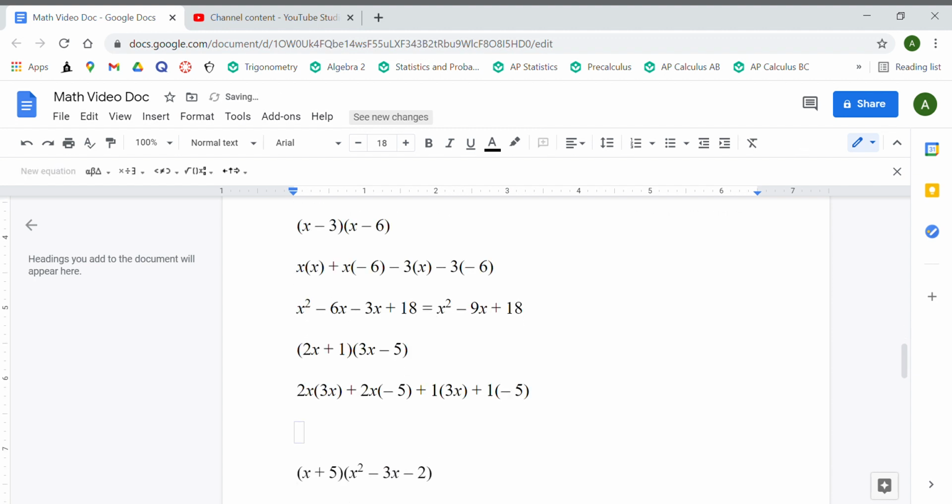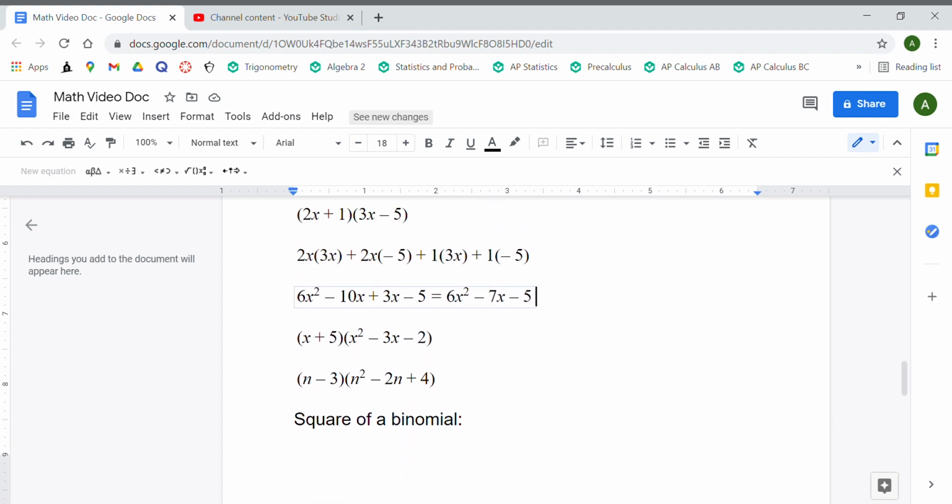Simplify it down. It's going to be 6x squared because it's 2x times 3x. 2 times 3 is 6. X times x is x squared. And then 2x times negative 5 is negative 10x. 1 times 3x is positive 3x. And then 1 times negative 5 is negative 5. And this just simplifies down to 6x squared minus 7x minus 5. Alright guys, that's how we use the FOIL method to multiply polynomials.